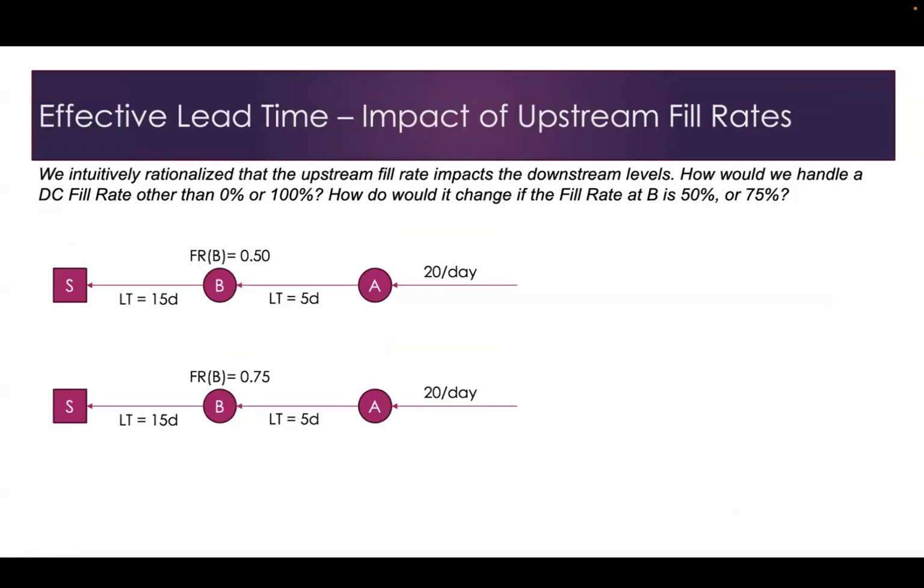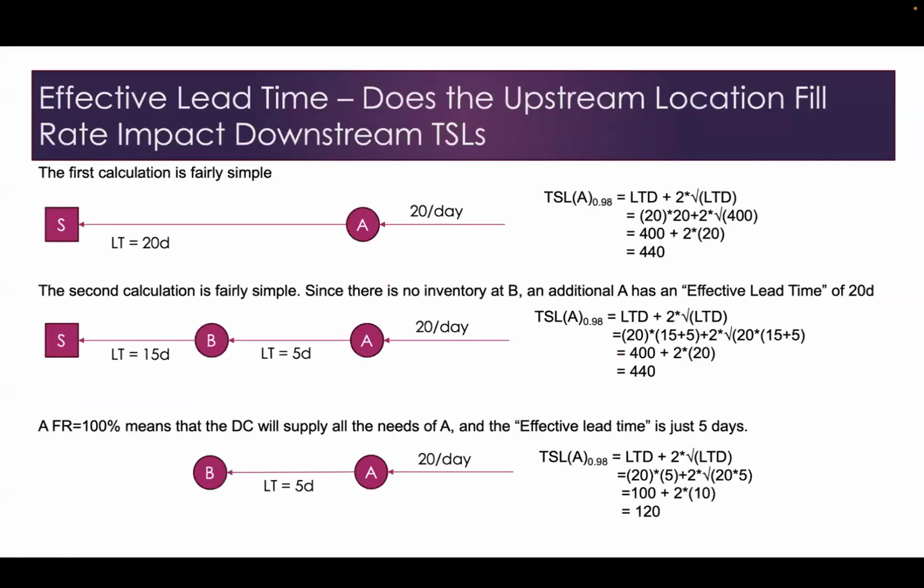Well, we have intuitively rationalized, all of us together, that whatever fill rate you have at B affects your downstream levels, right? Sorry, I probably jumped a little bit ahead. We agree here in the middle case, the fill rate is 0% for B. In the other case, fill rate of B is 100%. So we've solved two cases, and we've seen clearly it affects how much you stock at A. So we agree to that.